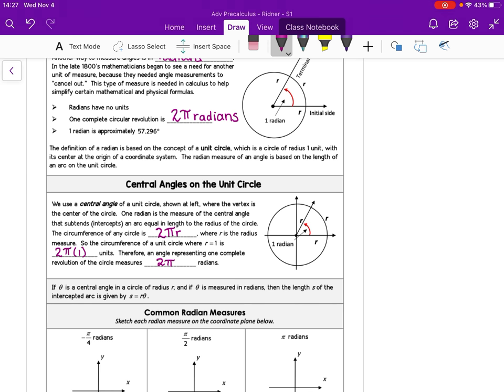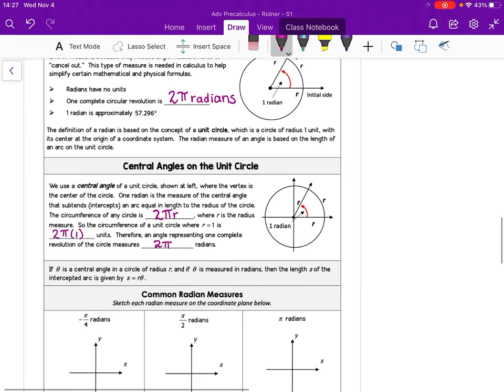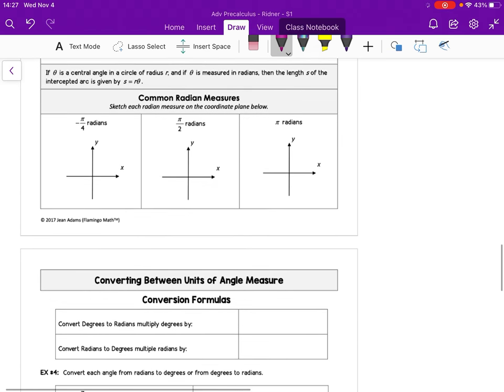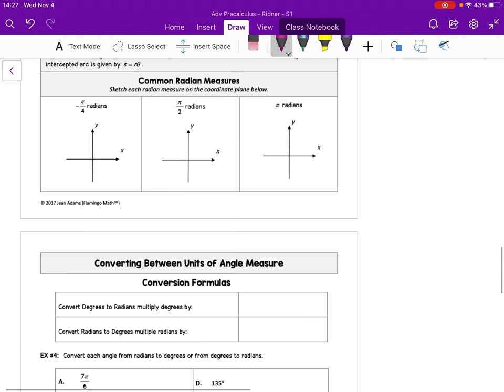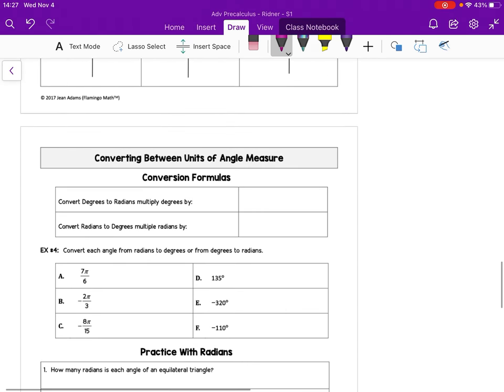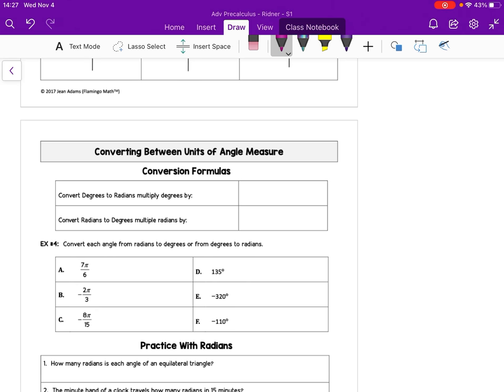You are welcome to research more in depth exactly what a radian is, but what I want you to know is converting between the two. We'll come back to these common ones in just a second. Let's make sure that we know how to convert between the two. If you're going from degrees to radians, you multiply by pi over 180. If you're going from radians to degrees, you multiply by 180 over pi. They are just the reciprocals of one another, so you just have to remember your fraction rules.